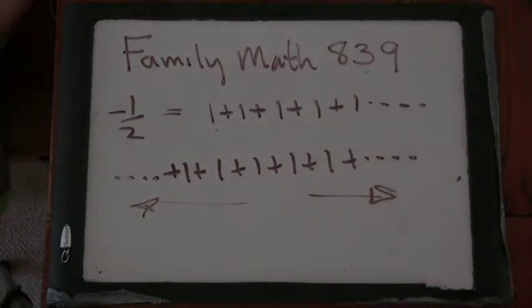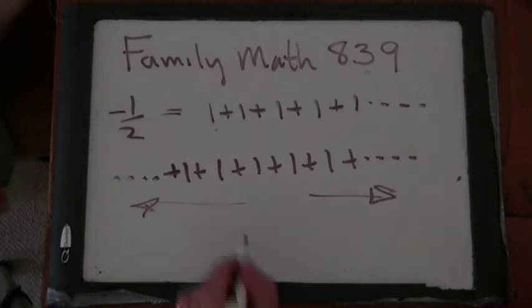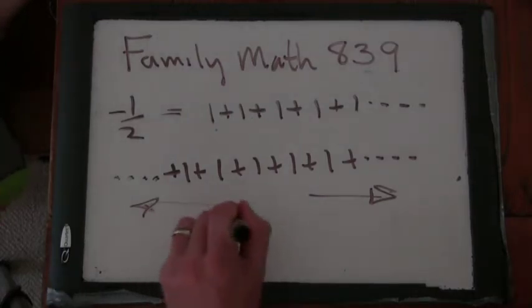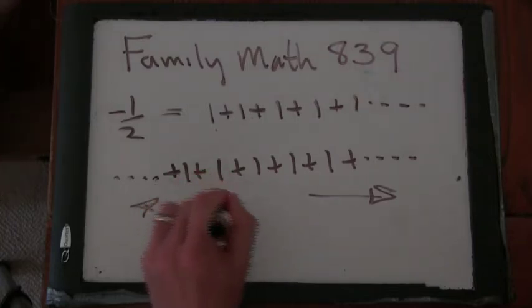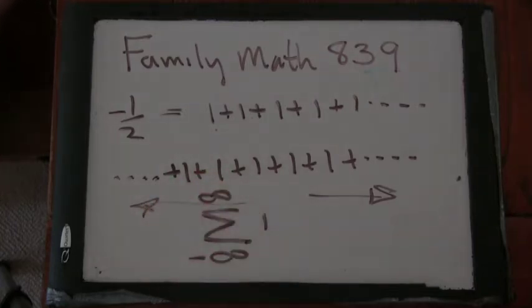Well, you'd have no room for an equal sign. That's true. You do have no room for an equal sign, but we could write it like this. We could use the sum notation, from minus infinity to infinity of 1. Now we have room for an equal sign. What's your guess for this crazy series?